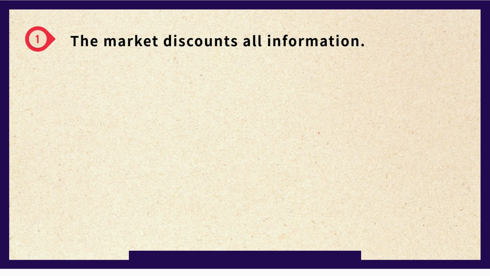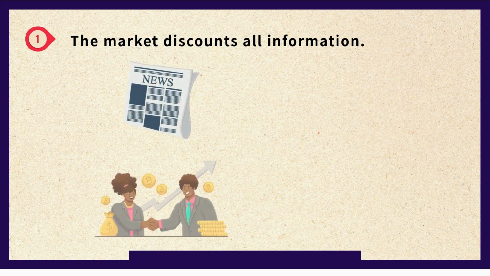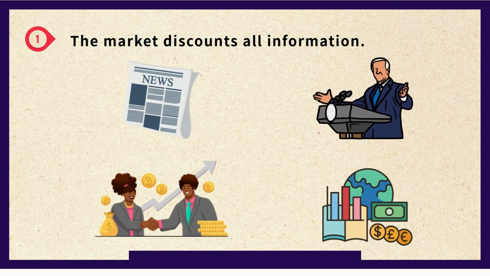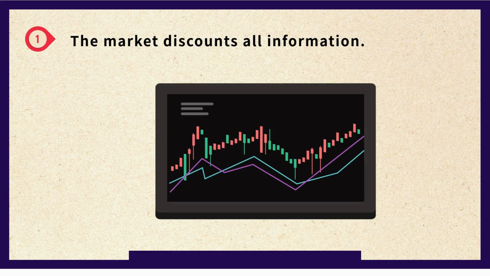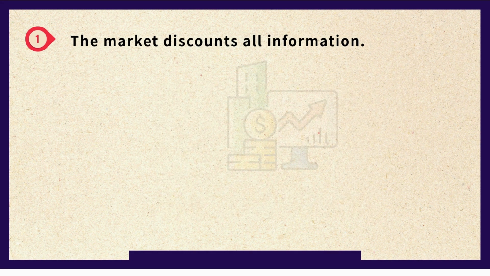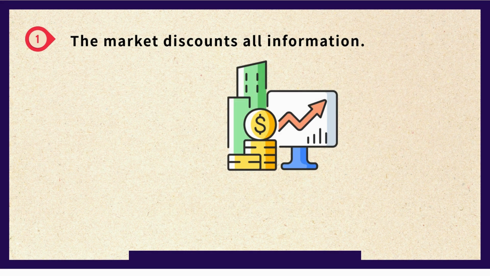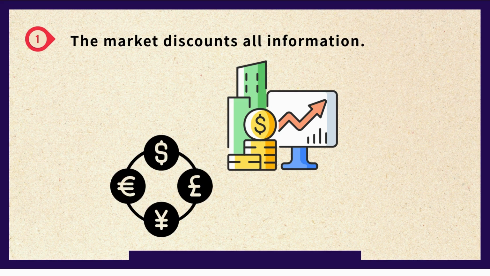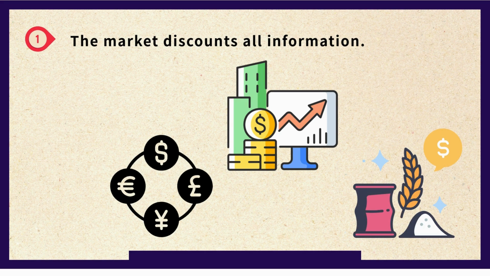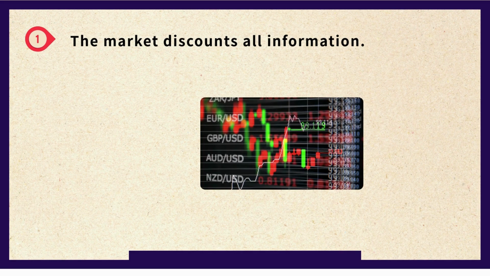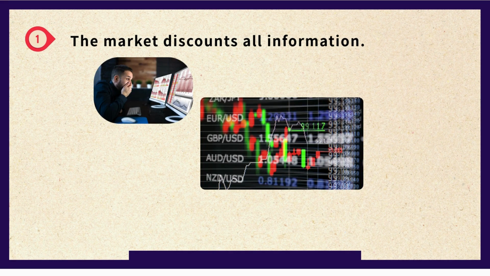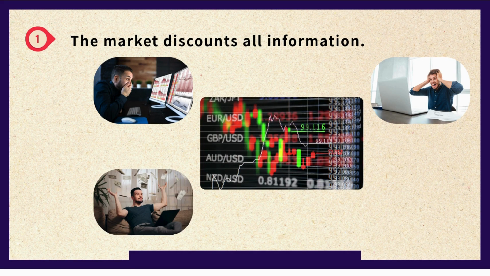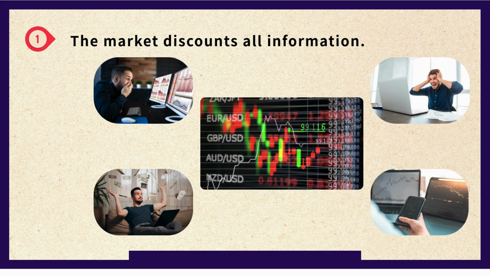To begin, the first principle, the market discounts all information. This concept is based on the idea that all available information is already reflected in the current price. Although Dow theory was initially developed with stock prices in mind, it can also be applied to other financial products like Forex or commodities. In other words, the prices of all products traded in the market already reflect all information from market participants' expectations, psychology, and external conditions.